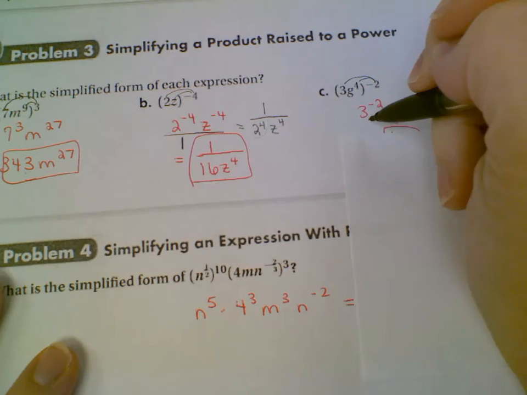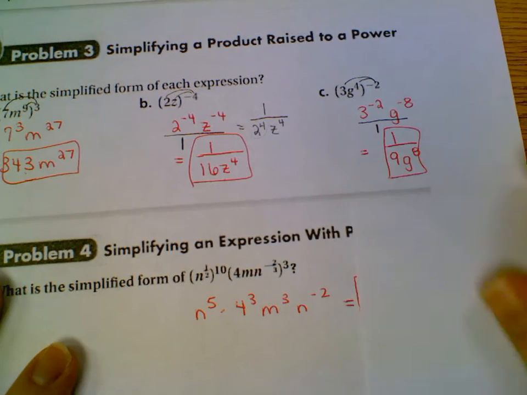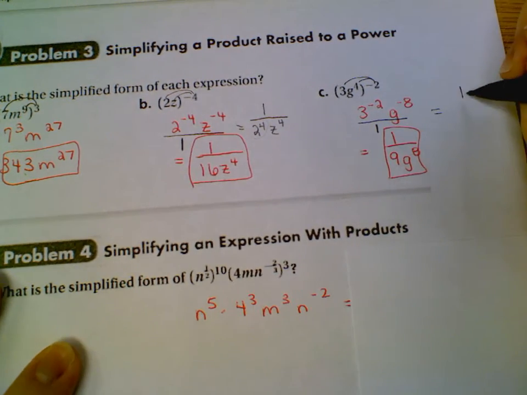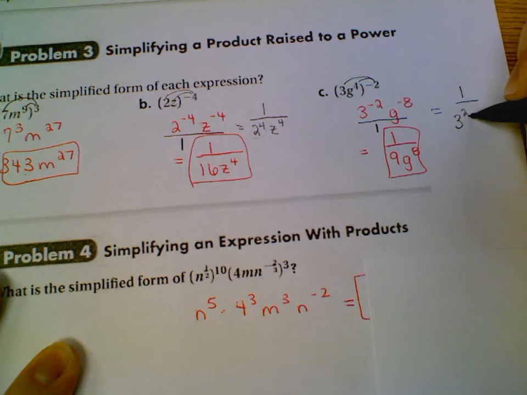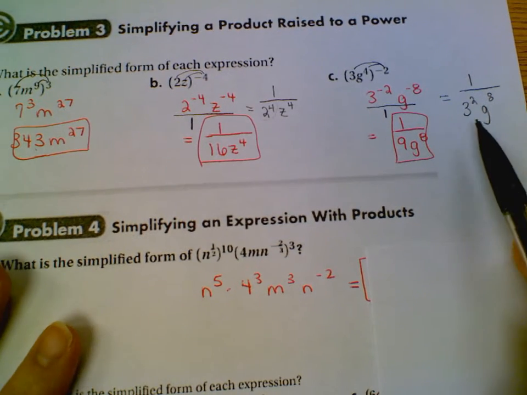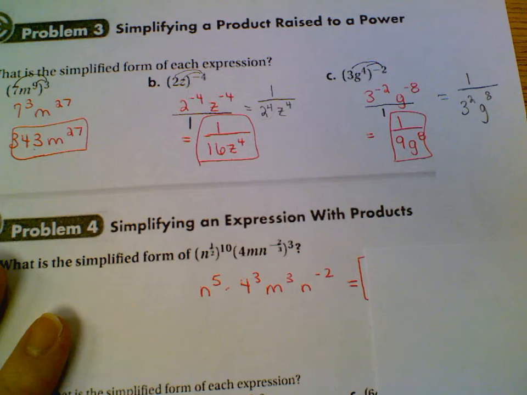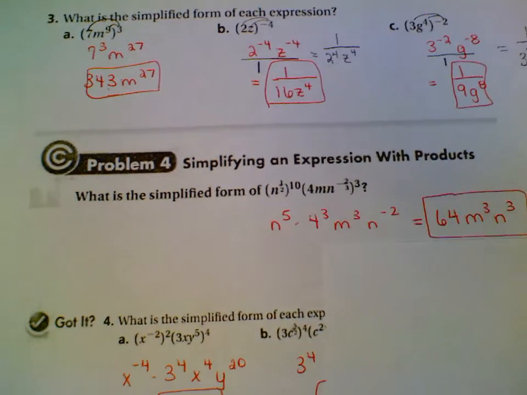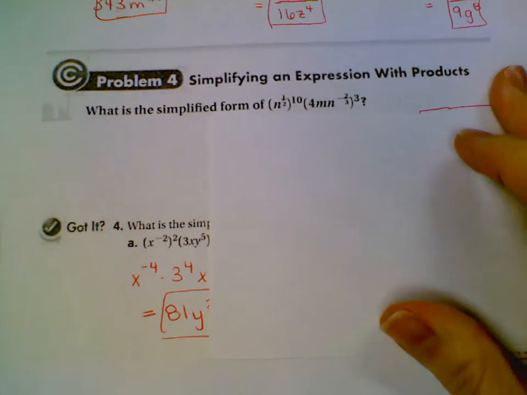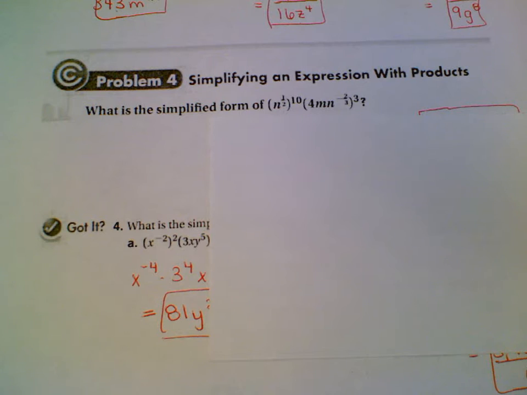Now I see I have negative exponents, so I'm going to need to move both of them to the denominator, so it becomes 3 to the second and g to the 8th. I can't leave this power here, so I'm going to evaluate it to 9, and then the g stays there. Alright, couple more examples here. They just get a little bit longer, but you still do the same process.